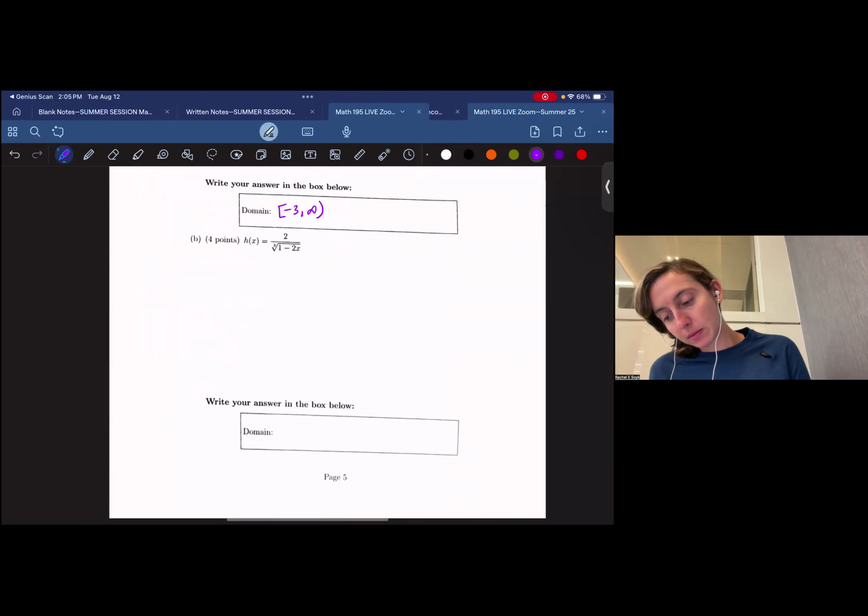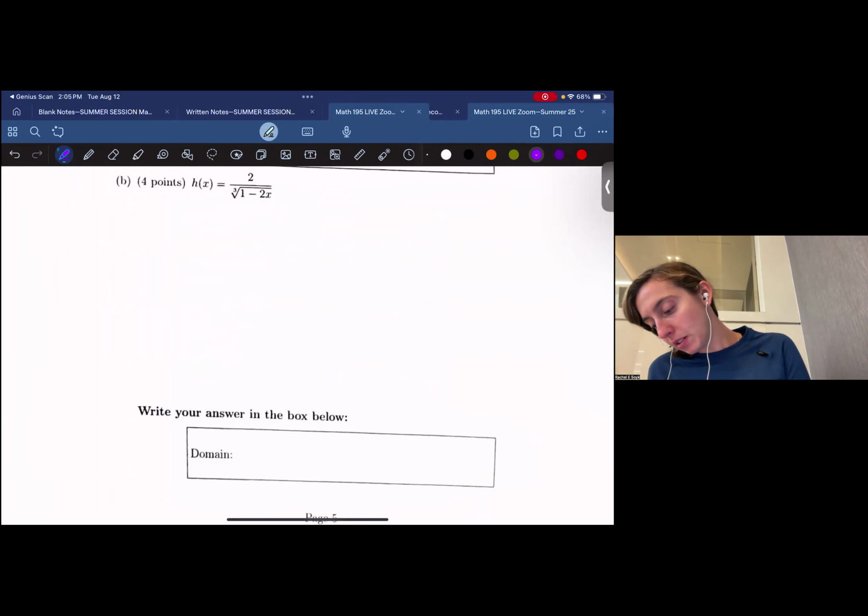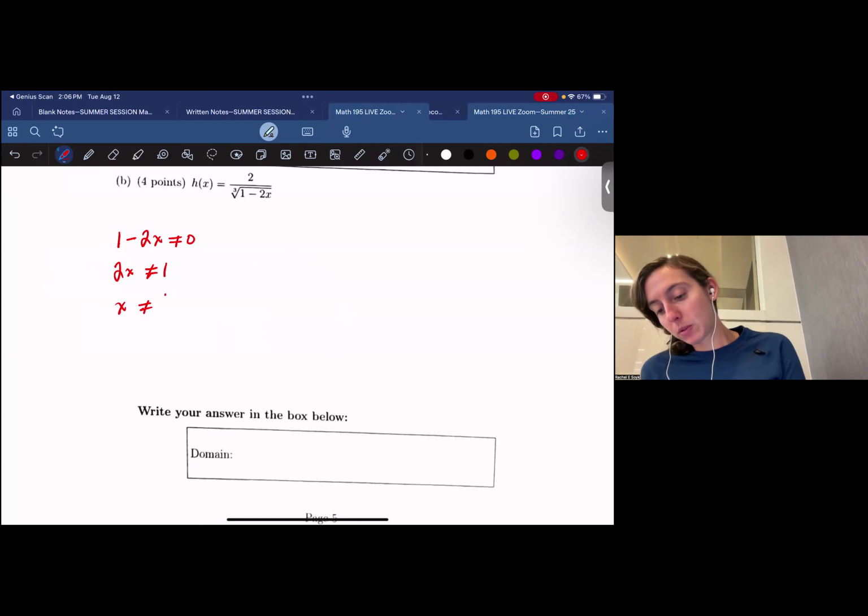Do part B. It's an odd root index, so we could have negatives underneath that root, but it cannot be 0 because 0 makes it undefined. So 1 minus 2x cannot be equal to 0, which means 2x cannot be equal to 1 and x cannot be equal to 1/2. That's our only restriction. Everything else is free game.